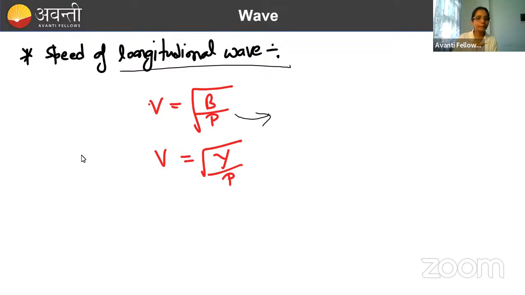Done. But what do we write on top? Elasticity of the media. If the media is fluid, elasticity will be bulk modulus. If the media is solid, elasticity will be Young's modulus. So if your longitudinal wave is traveling on a string or in some solid media, we will write it as gamma by rho, where gamma is Young's modulus and rho is again the density of the media. And if it is traveling in a fluid, we will write beta by rho, where beta is bulk modulus and rho is the density of that fluid.